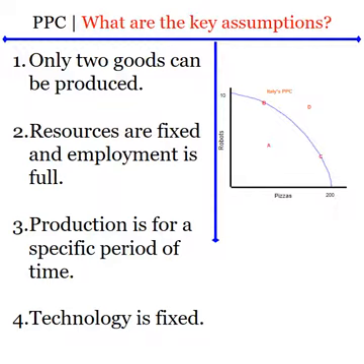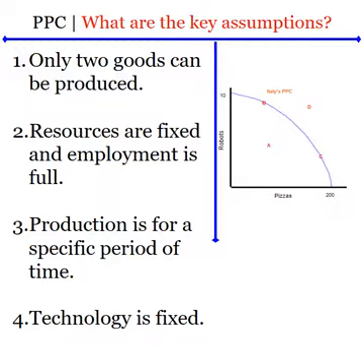Anytime you're learning about a macroeconomic model, we have to make key assumptions. We're going to assume certain things to be true, and this helps us to really simplify models in order to learn something from them. The first assumption for PPCs is that only two goods can be produced. Now, obviously, in any economy, you can make more than two things.